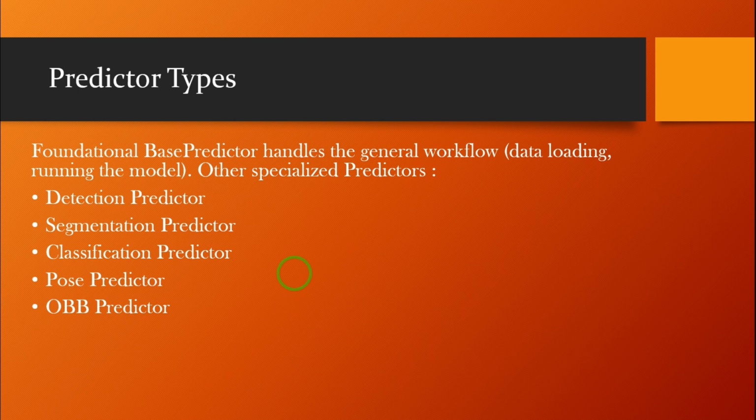These specialized predictors inherit from the base predictor but add the specific logic needed to interpret the raw output of the respective model type, and they will later format the final results. For example, the detection predictor knows how to apply non-maximum suppression, or NMS, to filter the bounding boxes, while the segmentation predictor knows how to generate pixel masks from the model's output. Which is a little vast, but will not be covered in this section.